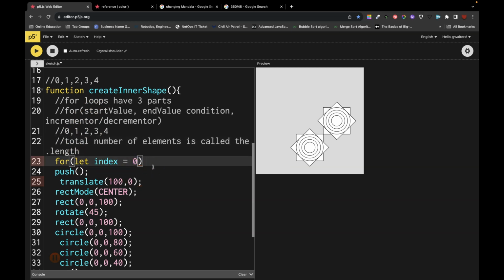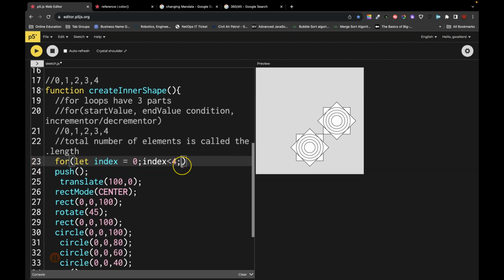So my index is going to start at 0. I'm going to separate this with semicolons. I want to run this exactly 4 times. So I'm going to start at 0, and I want to go until index is no longer less than 4. So we go 0, 1, 2, 3. That is 4 times. When this increases up one more time, it would be actually equal to 4. So 4 is not less than 4, which means it would kick me out of the loop. Now, the last piece, let's fill out the last piece. The last piece is going to be how we're going to increment up.